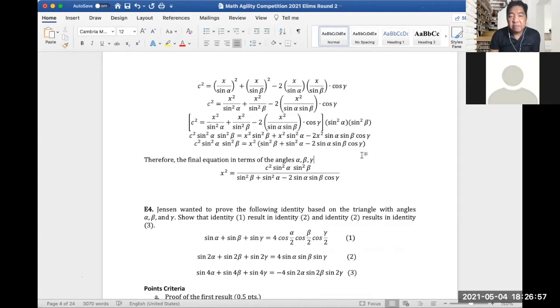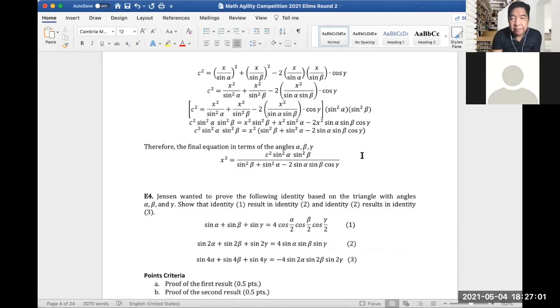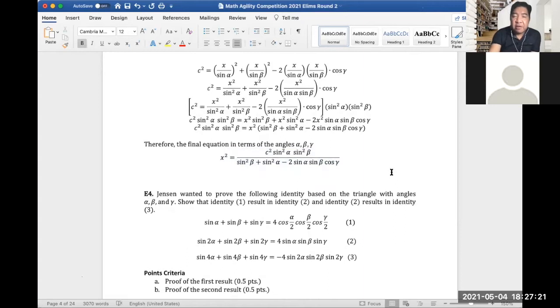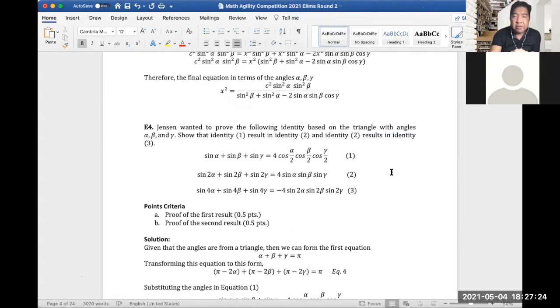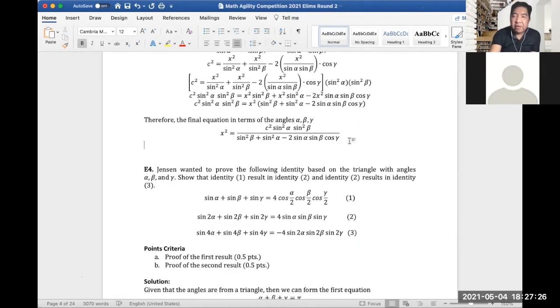X in terms of alpha, beta, and gamma, which is X squared equals C squared sine squared alpha sine squared beta divided by sine squared beta plus sine squared alpha minus 2 sine alpha sine beta cosine gamma. So this would be the final answer for question number 3. If you got this, you get one full point.